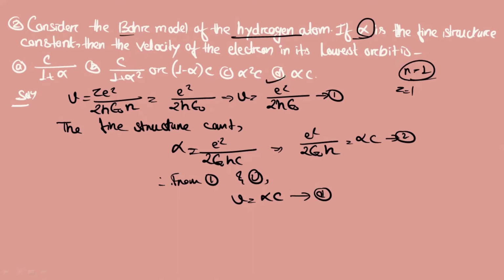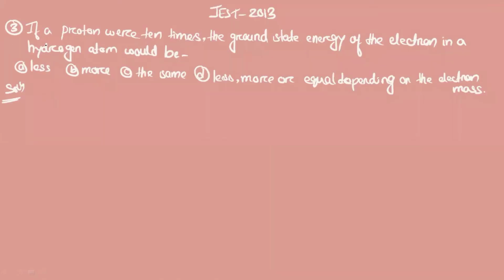Clear? So now let's see question number 3. It is said, if a proton were 10 times, the ground state energy of the electron in a hydrogen atom would be what? So that's simple. You just have to calculate the ground state energy of the electron in a hydrogen atom when the proton is 10 times heavier. I'm considering the mass of the proton to be MP prime. So MP prime is 10 times the mass of the proton, right?